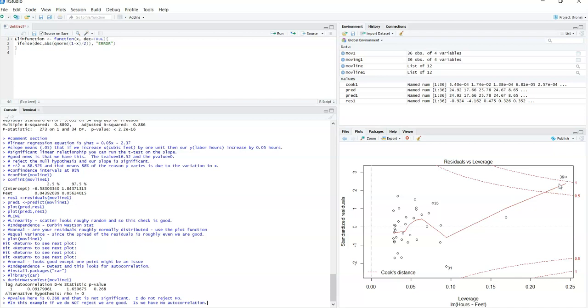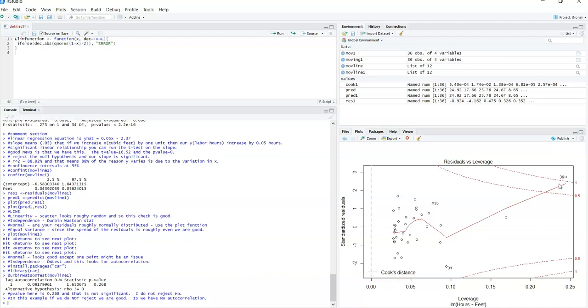H1, the alternative, would mean we do have autocorrelation. So we are lucky in this case that we do not reject. That means we do not have autocorrelation, and that means the independence is verified. Yay!